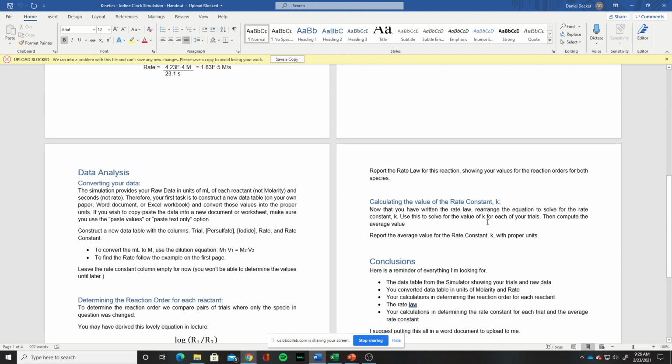Now that you have written the rate law, rearrange the equation to solve for the rate constant. Use this to solve for the value of k for each of your trials, then compute the average value. Report the average value for the rate constant k with proper units.